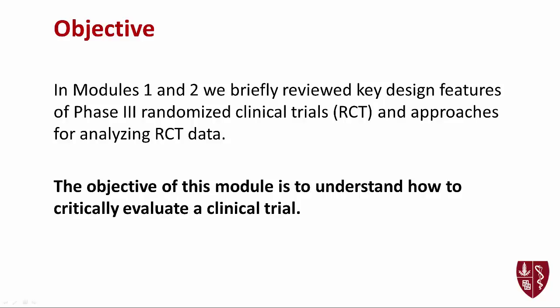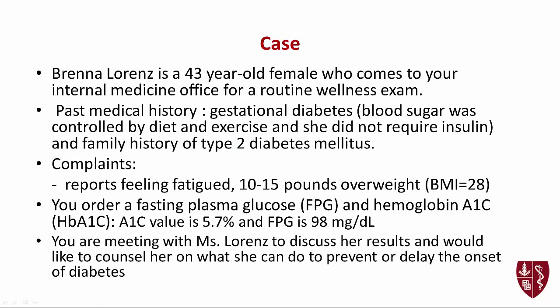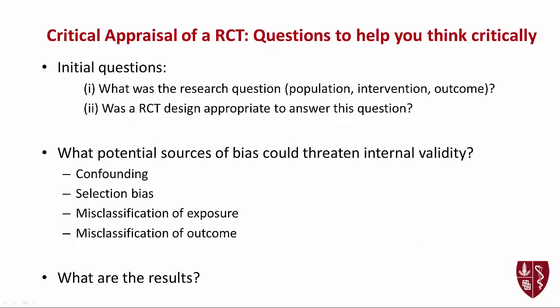And in Part 2, we wanted to apply the skills that we learned in Part 1 to critique the DPP study. So the motivation for this study was the case of Ms. Lorenz, who had a history of gestational diabetes. She also has a family history of type 2 diabetes. She reports feeling fatigued. She's overweight. Her hemoglobin A1C results suggest that she's pre-diabetic, and she wants to know what she can do to prevent or delay the onset of diabetes. And so this paper was relevant to this particular scenario.